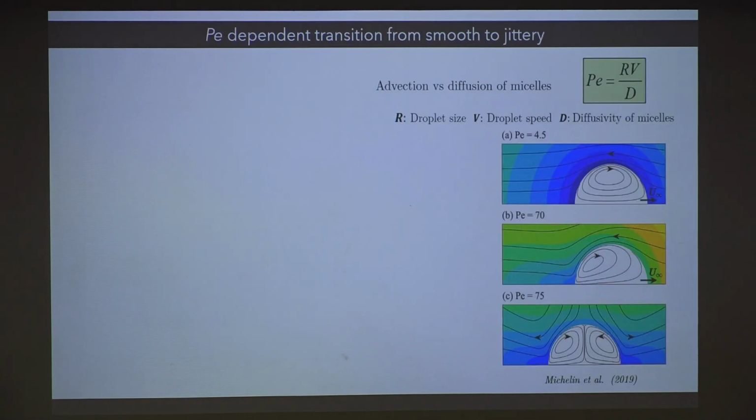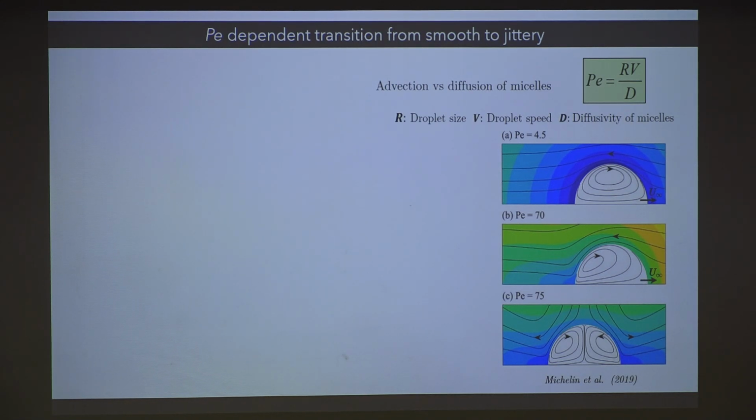So to find the answer to this question, we came across this beautiful work by Michelin and co-workers, who proposed that the advection of the filled micelles in terms of the rate of solubilization that we have and the corresponding diffusion, these competing mechanisms can actually govern the mode of the droplet motion. So they characterize this competing mechanism through the calculation of a Peclet number associated with the droplet, and they propose that with increasing Peclet number, once we have a regime where the diffusion of the micelles that are there dominates, then the droplet can get dynamically arrested, and that can lead to the jittery motion.